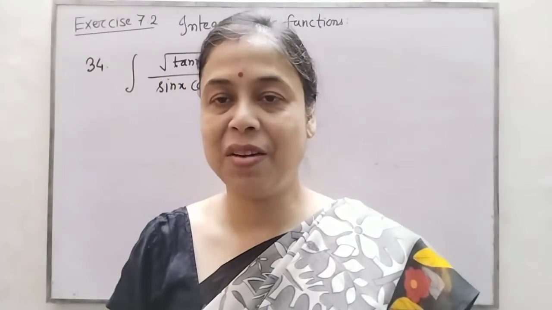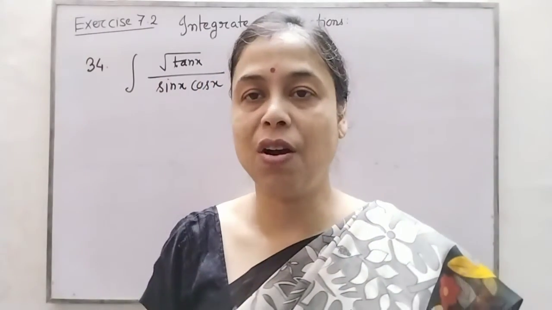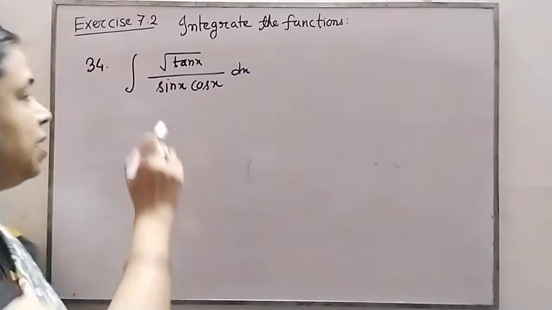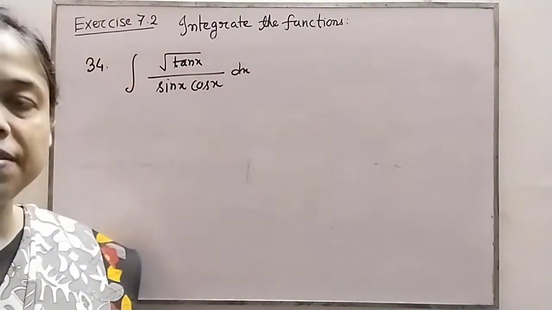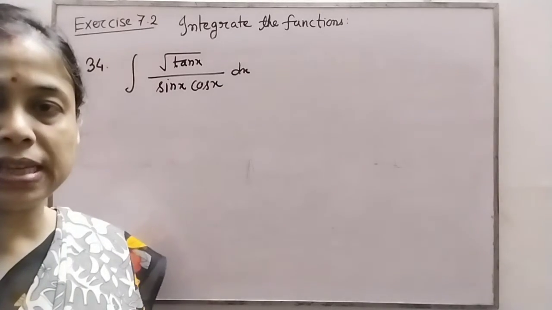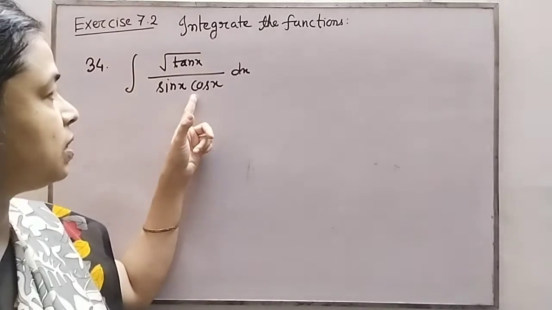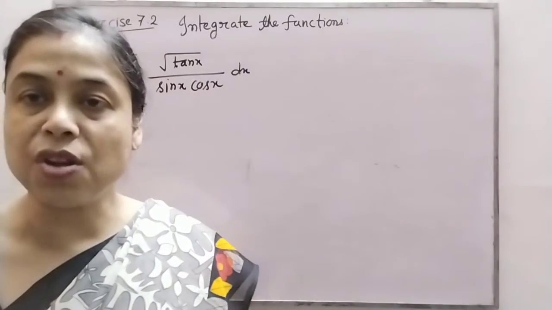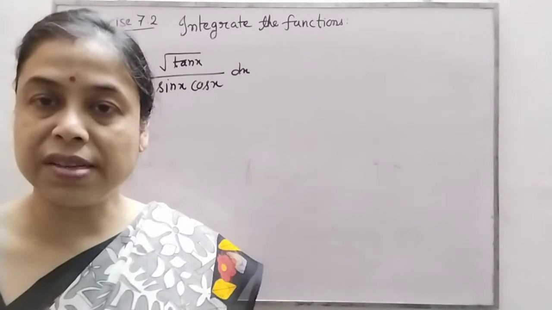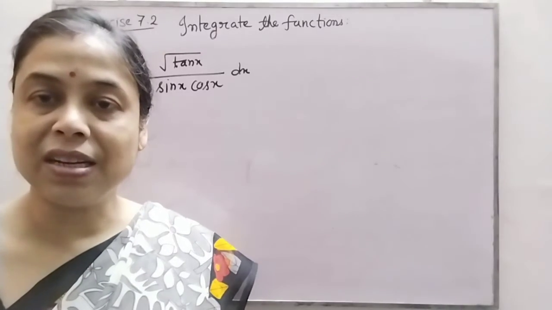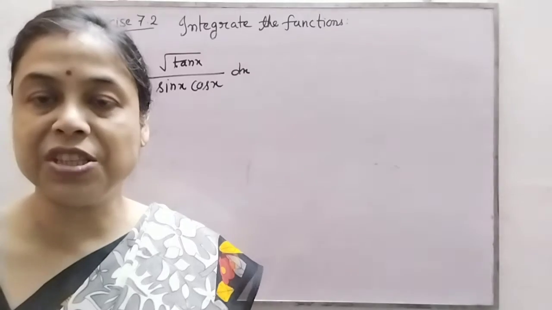Let us start from question number 34 of exercise 7.2. Your question number 34 is the integration of root over tan x divided by sin x into cos x. In this case you see, the derivative of sin is cos, which is not in the numerator, it is present in the denominator. And the derivative of cos is sin, also in the denominator. The derivative of tan is sec squared, which is again not there.